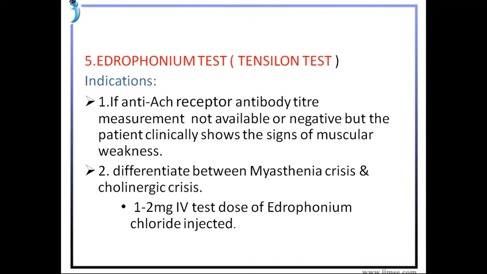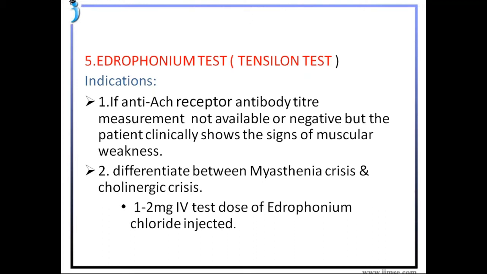One very important test is the edrophonium test, or the Tensilon test. This is an important question as an undergraduate, and also during post-graduation. There are a lot of questions based on this edrophonium test. Let us see why this test is done. First of all, edrophonium is a reversible anticholinesterase drug.